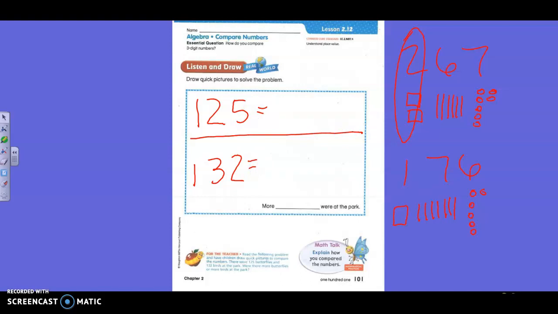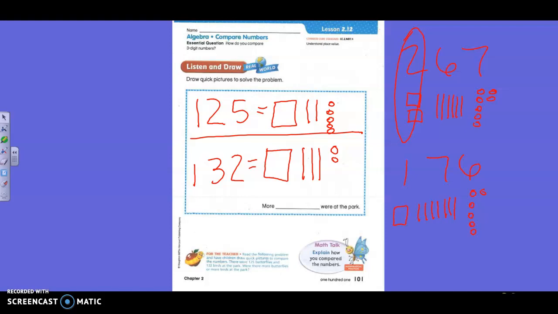What am I going to do on 125? Liam? 1 hundred square. 2 tens. 5 ones. Okay, now help me with 132. What are we going to do? 1 hundred. 3 tens. And everyone? 2 ones.